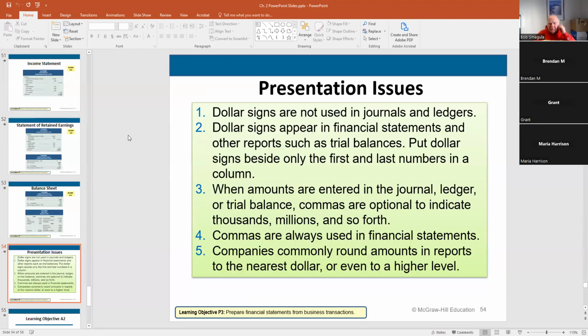Some presentation issues I don't think are of much importance. You don't use dollar signs in the journals and ledgers. You'll understand that intuitively. When you're preparing the statements, you can put a dollar sign at the beginning and the end. When amounts are entered in the journal, commas are optional. Commas are always used in financial statements. Not to worry about that.